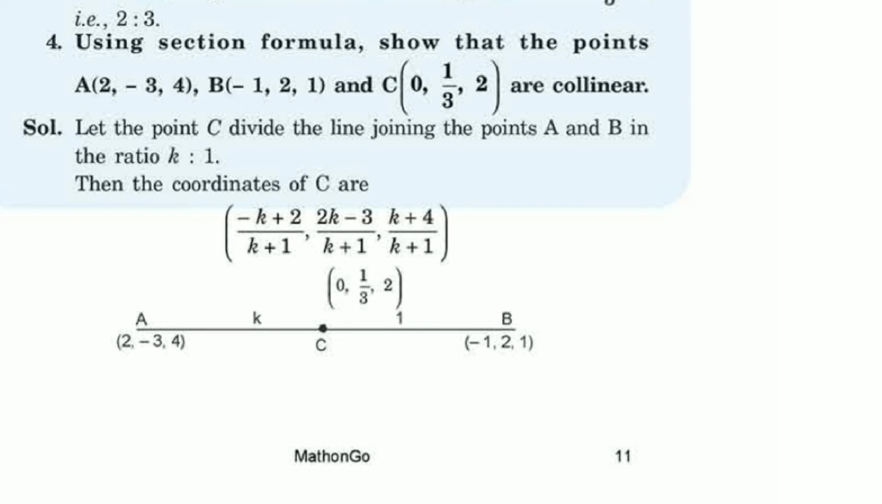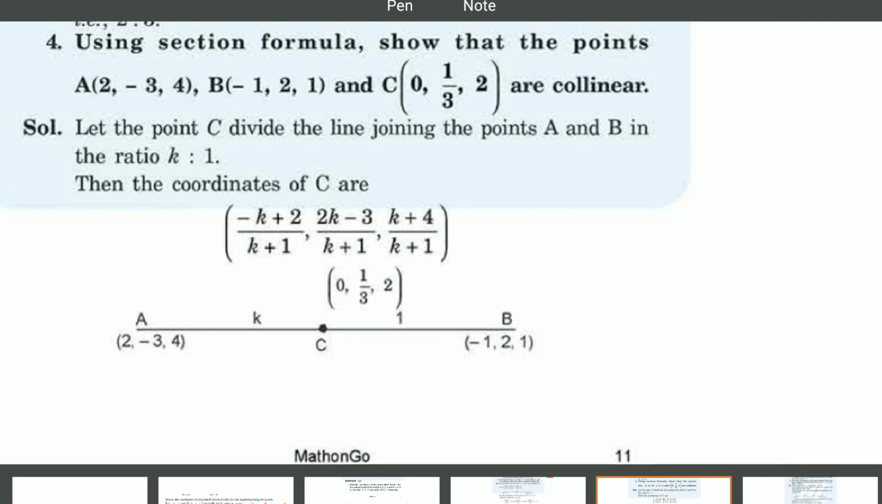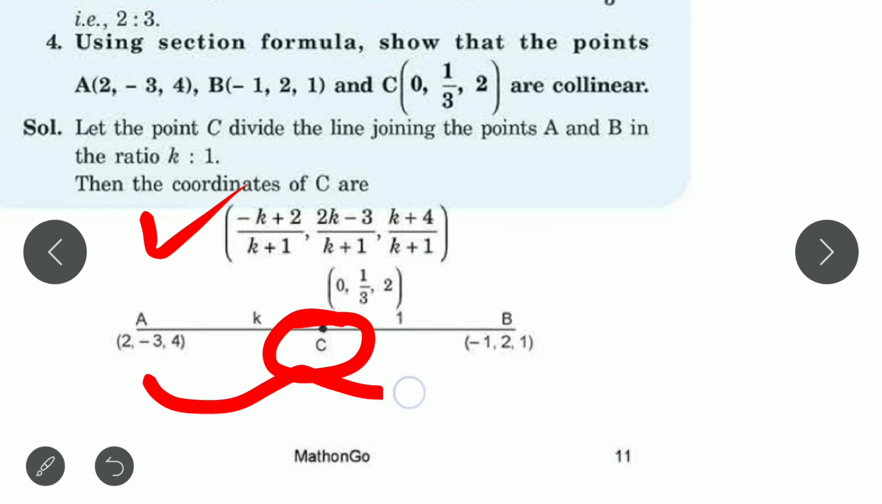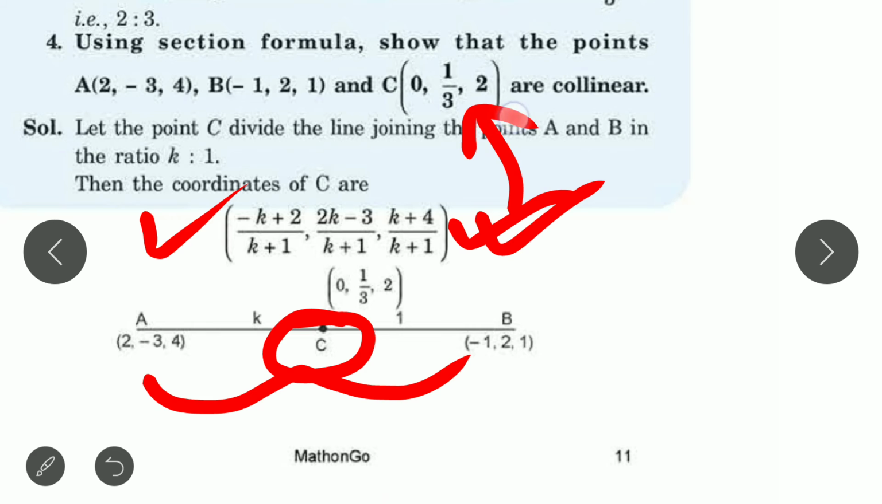And we consider the point C to divide the line joining A and B in the ratio k:1. Then we find out the coordinate of C using the internal division formula. See the diagram. We consider C to be dividing AB in the ratio k:1, and then we find out the coordinate of C in terms of k. Now, this coordinate of C is going to be the same as the coordinate of C that is given to us in the question. So that means we have to equate them.